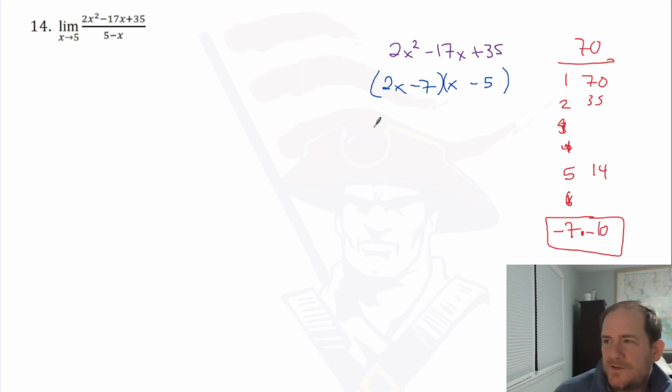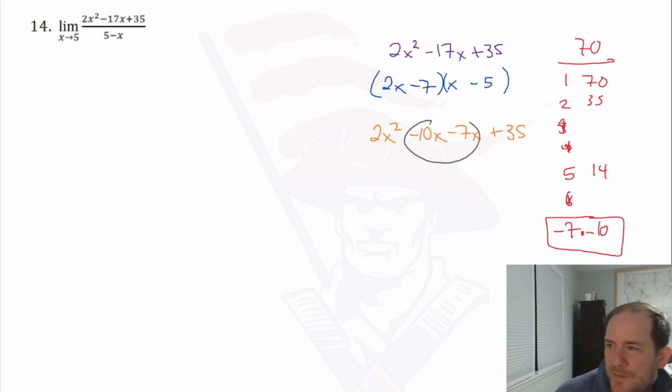2x times x is 2x squared. The outer product is a negative 10x, and the inner product is a negative 7x. And you get a positive 35 on the end. So at this point, if you can't see that you factored right, then I can't help you. But yeah, those 2 terms would give you the 17, so we're great.